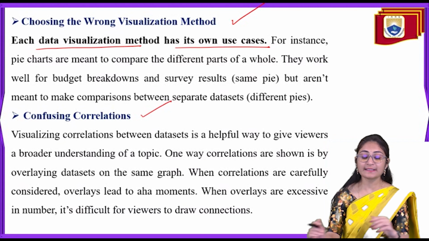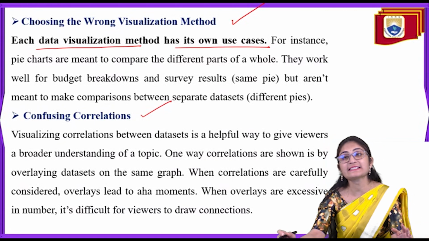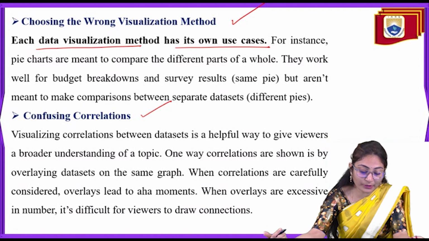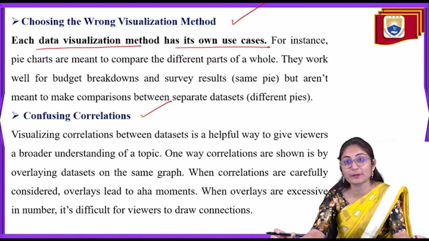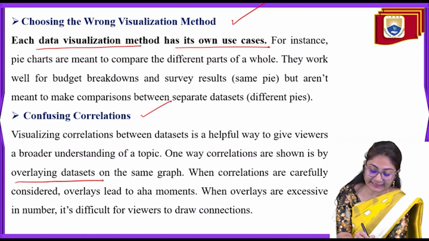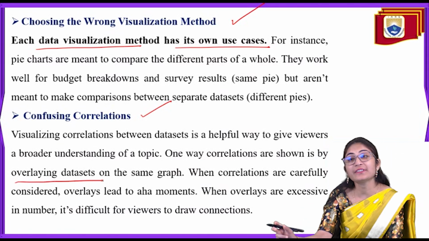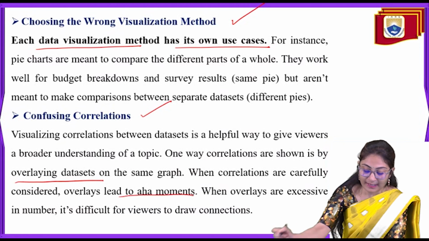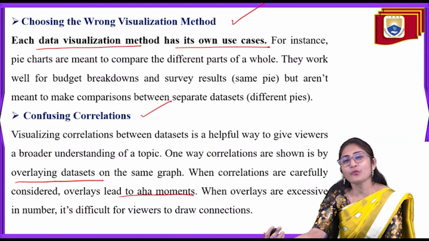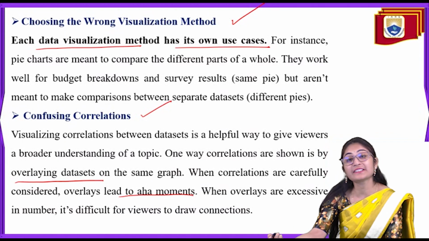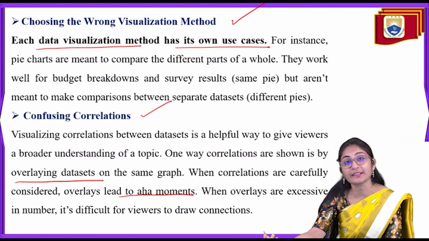Then confusing correlations. Visualizing correlations between data sets is very helpful to give viewers a broader understanding of the topic. One way correlations are shown is by overlaying data sets on the same graph, and when correlations are carefully considered, overlays lead to insights. But when overlays are excessive in number, it is very difficult for viewers to draw the connection.